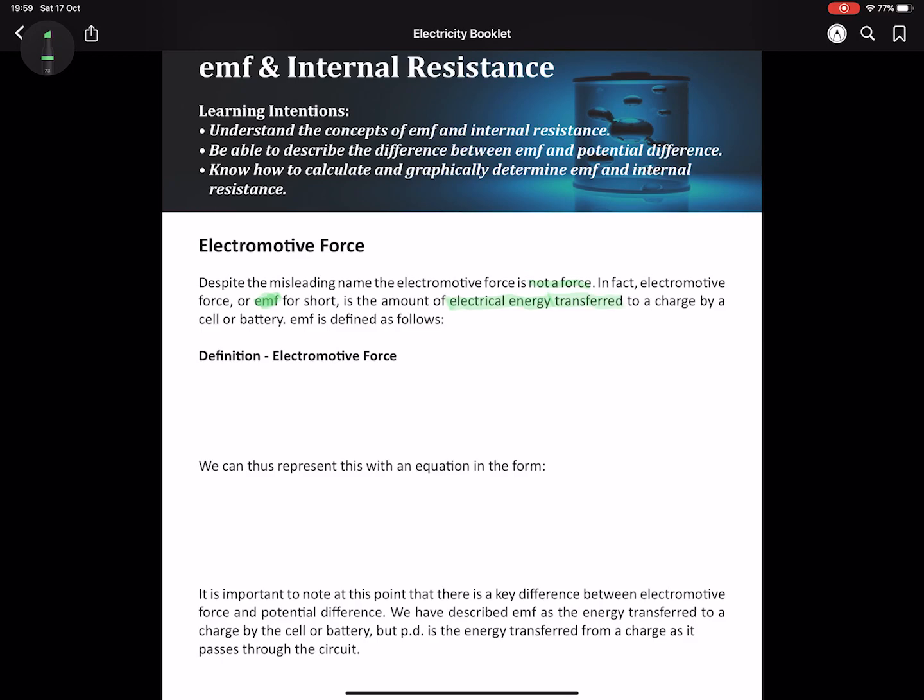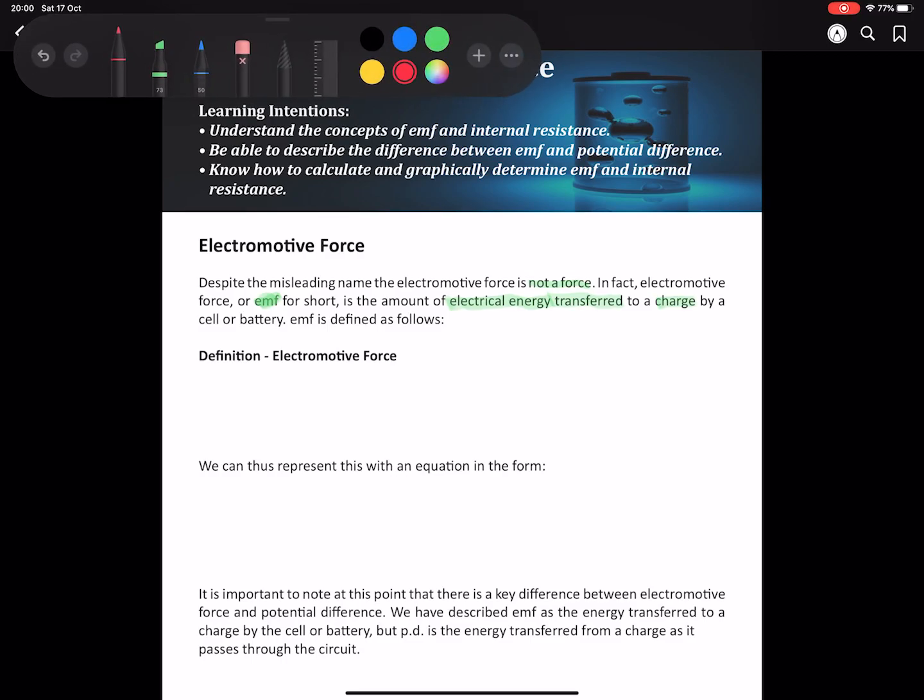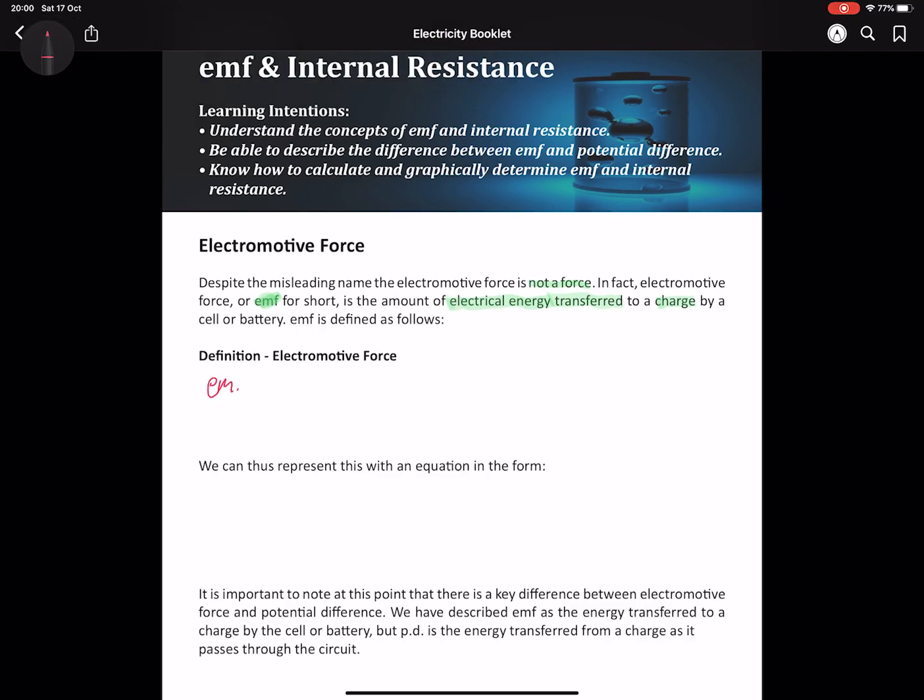Now, if this sounds familiar, it should. That's very much how we previously defined potential difference. So this is essentially the true potential difference. So as a definition, we can say EMF is the energy that is transferred or provided by a cell or battery to each unit of charge.